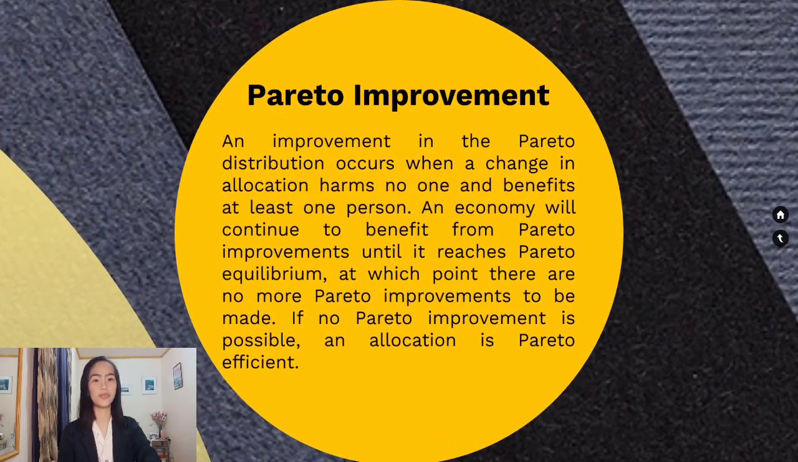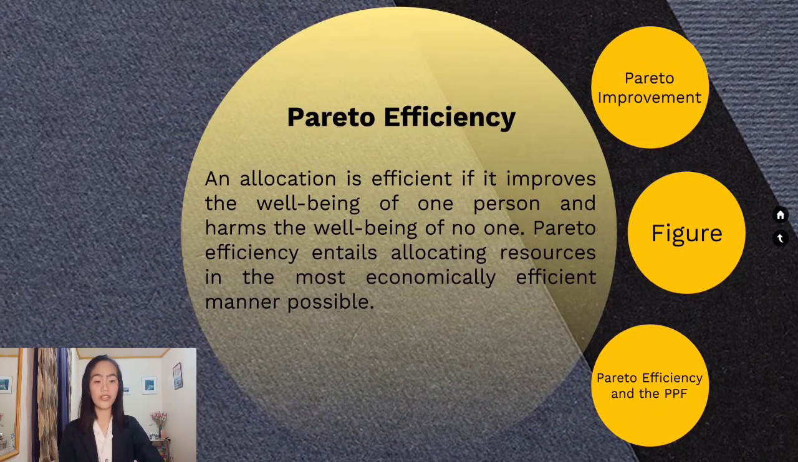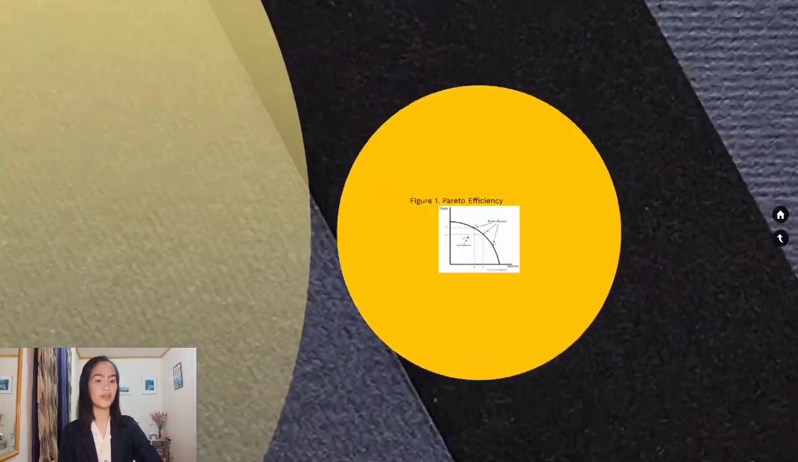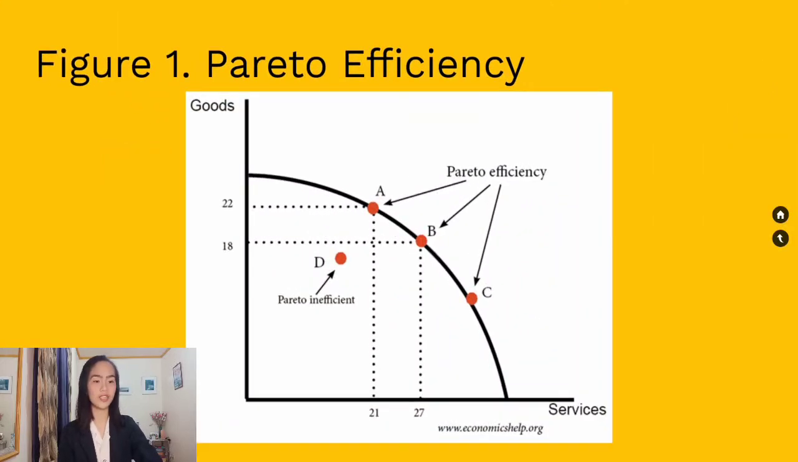What is Pareto improvement? An improvement in the Pareto distribution occurs when a change in allocation harms no one and benefits at least one person. An economy will continue to benefit from Pareto improvements until it reaches Pareto equilibrium, at which point there are no more Pareto improvements to be made. If no Pareto improvement is possible, an allocation is Pareto efficient. To further understand this theory, I have an example figure here. So let's go.